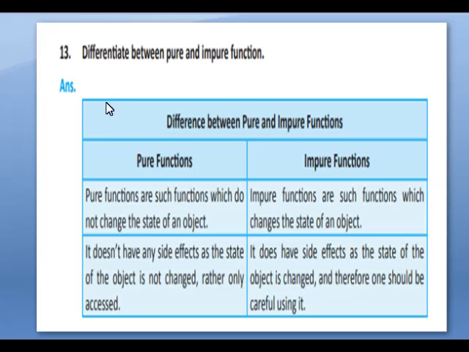The next question is, differentiate between pure and impure functions. So the differences are like this: pure functions are functions which do not change the state of an object. Impure functions are functions which change the state of an object. A pure function does not have any side effect as the state of the object is not changed, only accessed. An impure function does have side effects as the state of the object is changed, and therefore one should be careful using it.